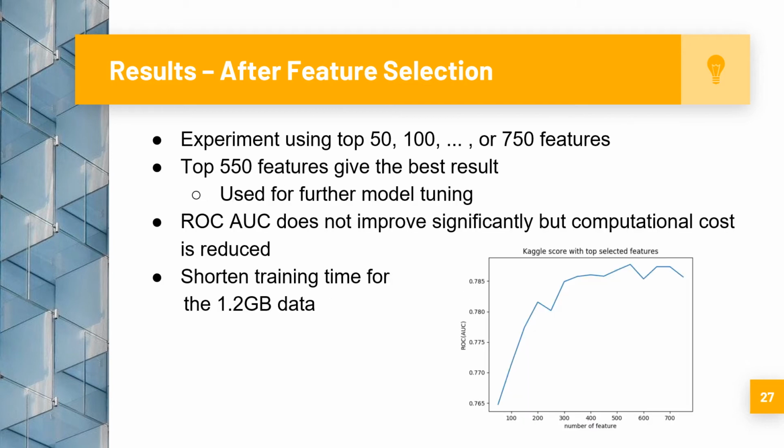We tried keeping different numbers of features, starting from the top 50 and increasing the number in steps of 50. We found that keeping only the top 550 features gives the best results, so we use only these 550 features for further model tuning. We found that the improvement from dropping non-important features is not quite significant, but it does give us the benefit of shorter training time. This is important because our dataset after feature engineering is larger than 1 gigabyte, so it takes quite a long time to train, especially during model tuning.